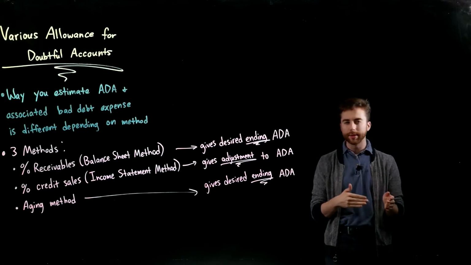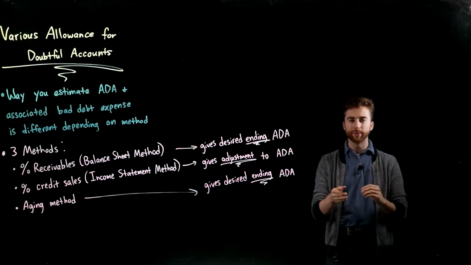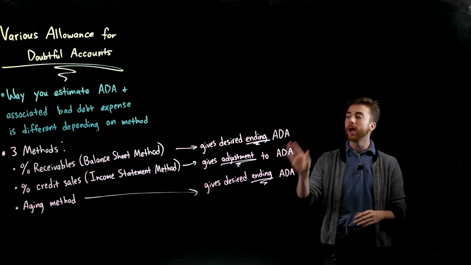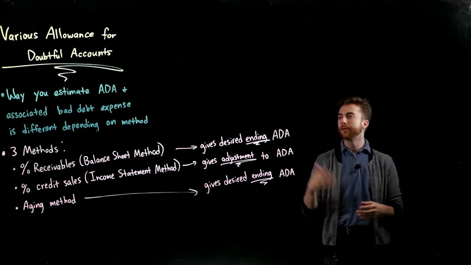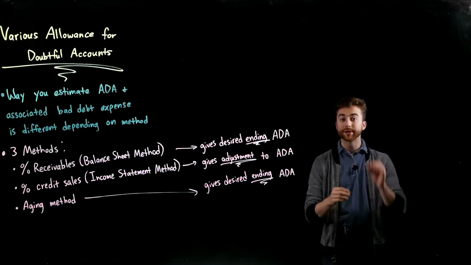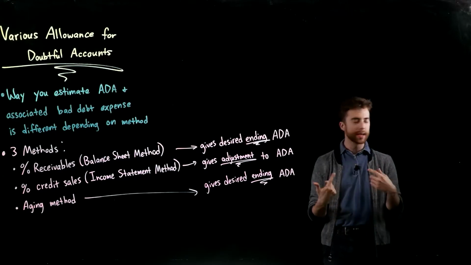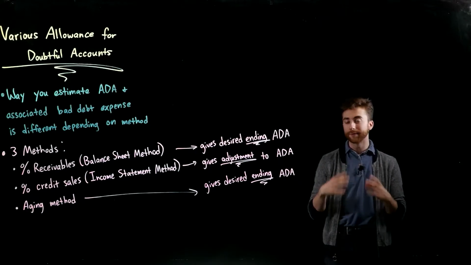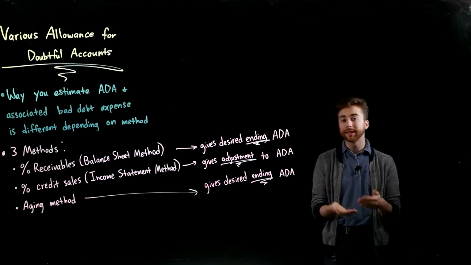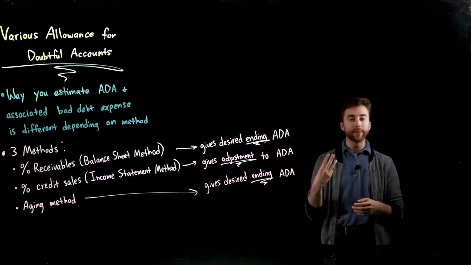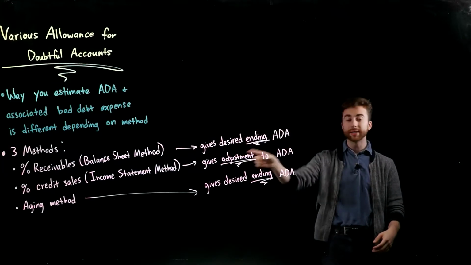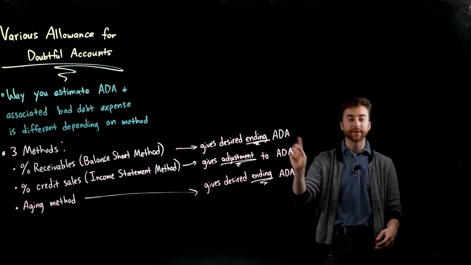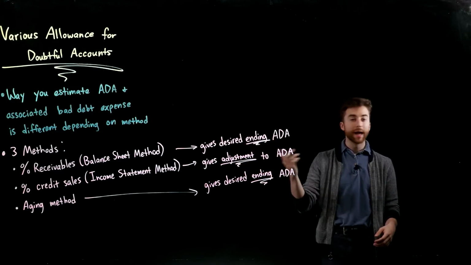There's a few different ones. You're probably just introduced to maybe one or two to begin with, so you didn't know there are different methods, but let's go ahead and talk about that. The way you estimate your allowance for doubtful accounts and the associated bad debt expense, you might know that as uncollectible accounts expense, is different depending on the exact method you use. So the three methods we're going to talk about are your percent of receivables method, your percent of sales or percent of credit sales method, and then an aging method.